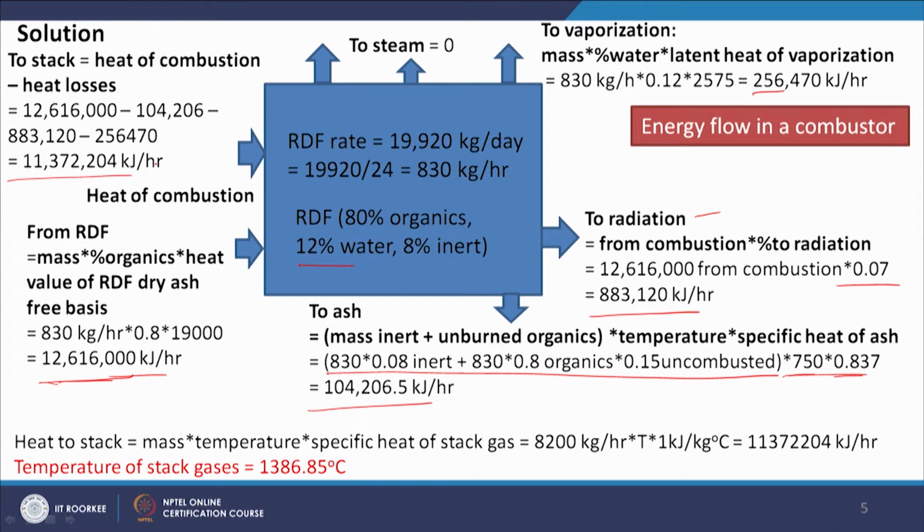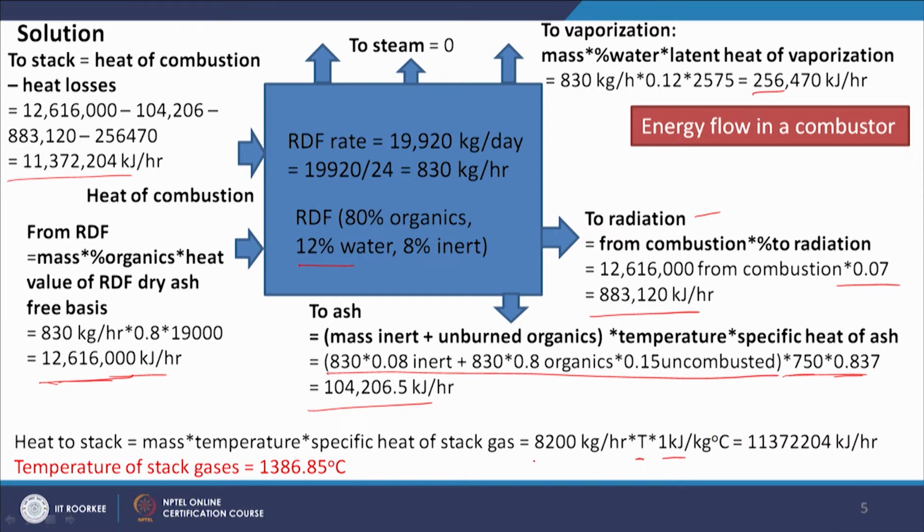Now, we have been asked to calculate the temperature of the stack gas. So mCp dT we will apply here. The heat to the stack gas is equal to mass into temperature into specific heat of the stack gas. The mass is 8200 kg per hour, which is the stack production, and T we have to calculate. The specific heat of the stack gas is given as 1 kilojoule per kg per degree centigrade.